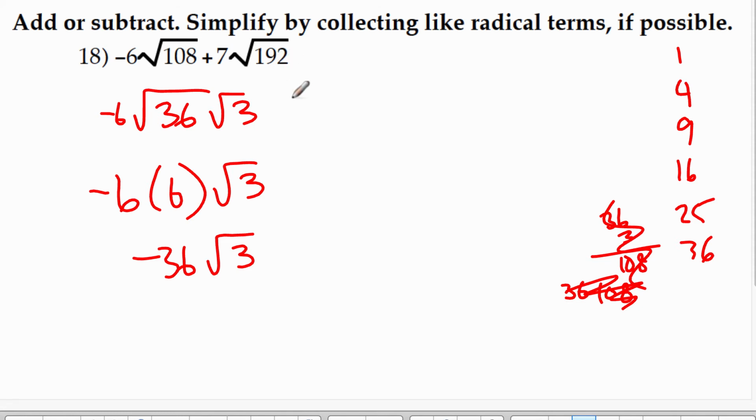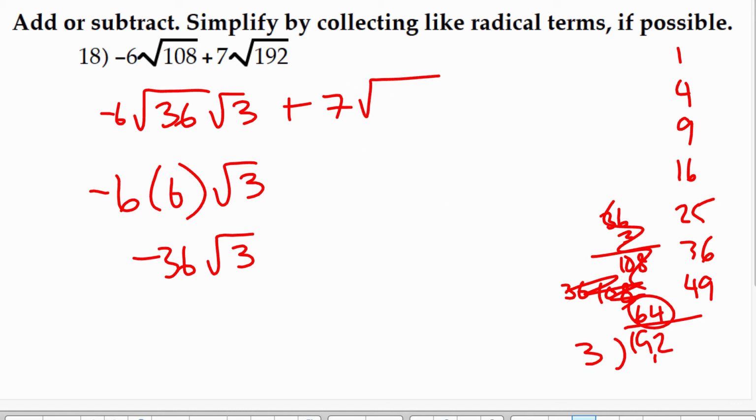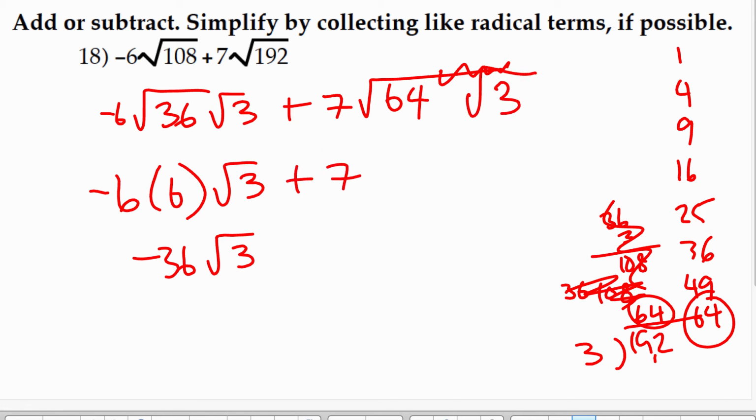Now I want to do the same thing to this one. So I have plus 7 root 192. And I've got to pick one of these numbers. Now 49 is another one. I don't know. Will 3 go into that? This one had a 3. Let's see. 192 divided by 3. 3 goes into 19, 6 with 1 left over. 3 into 12 goes 4. 64. Yeah, that's it right there. Because if you keep going, 7 times 7 is 49, 8 times 8 is 64. It's one of those pretty numbers. So this would be the square root of 64 times the square root of 3. The square root of 64 is 8 times the square root of 3. 7 times 8 is 56 root 3.